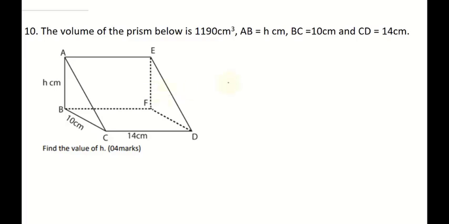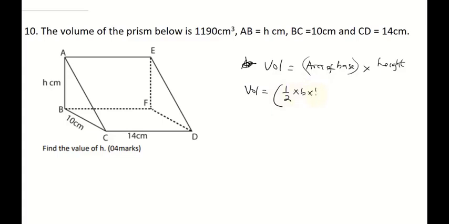Now I want you to first of all understand that this is a triangular prism, and the volume is going to be the area of the base times the height. Don't get yourself confused that this is a rectangular prism. No, it's a triangle, and the base is a triangle. So our volume is going to be half times base times height for the triangle, times then the height, which is now the rectangle. Now this will be 1190.